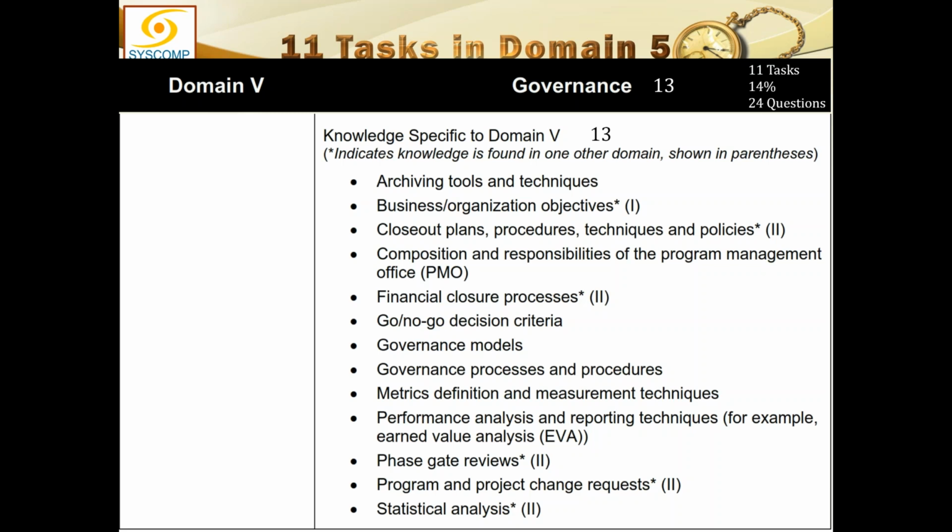Then business or organization objectives, they are important to know and understand before you can do anything. Closeout plans, procedures, techniques, and policies. Composition and responsibilities of the program management office. Financial closure processes. Go no go decision. This is the same as we said phase gate reviews. Here it is, phase gate reviews, the third last. It's written here too. We have already seen these phase gate reviews in the second domain, which was life cycle.